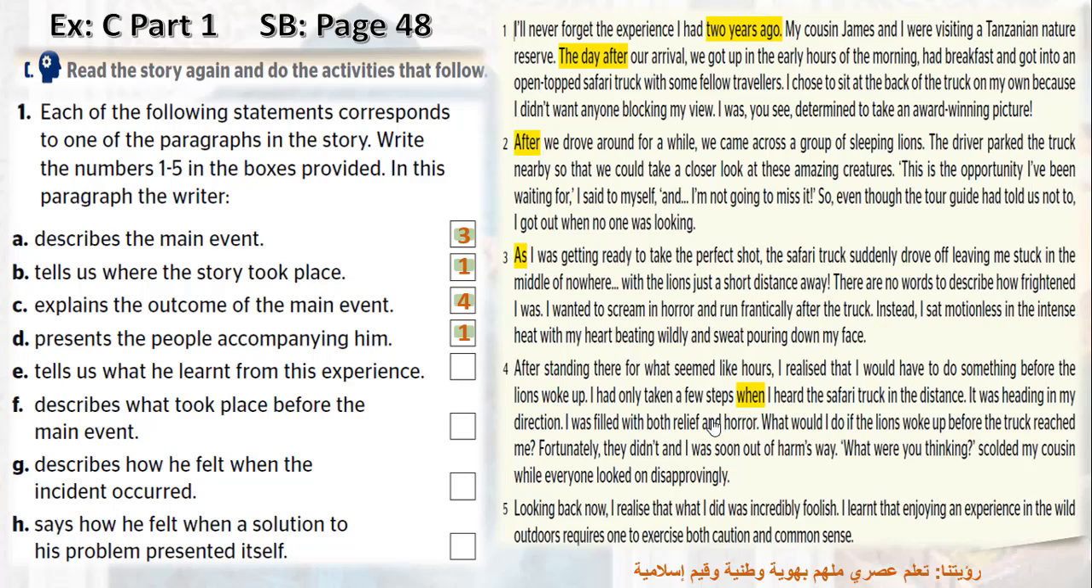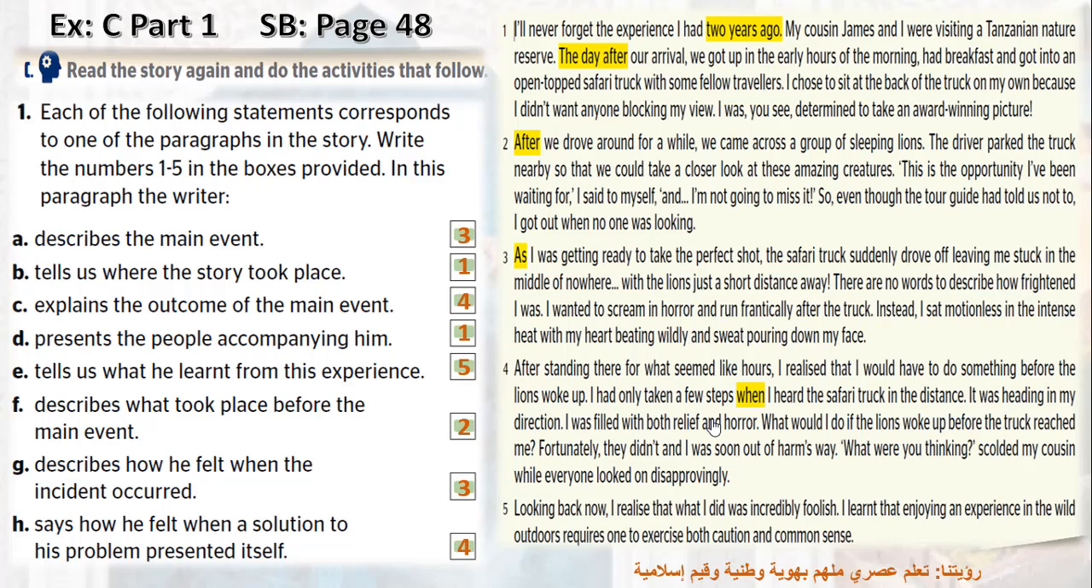1. E tells us what he learned from this experience. 5. F describes what took place before the main event. 2. G describes how he felt when the incident occurred. 3. H says how he felt when a solution to his problem presented itself.